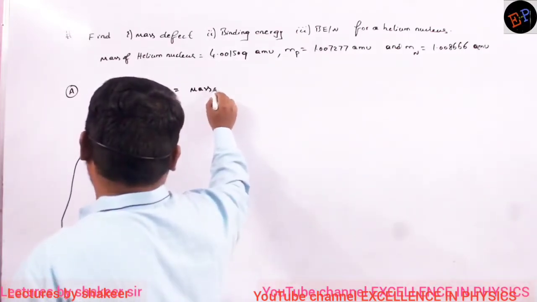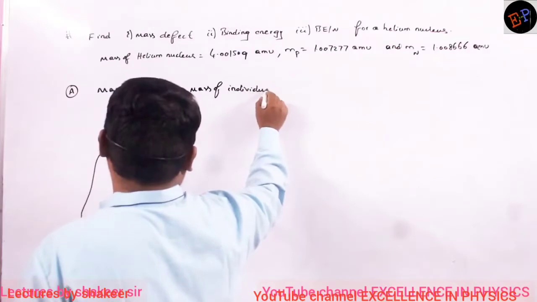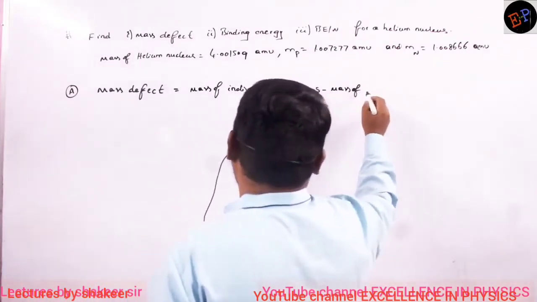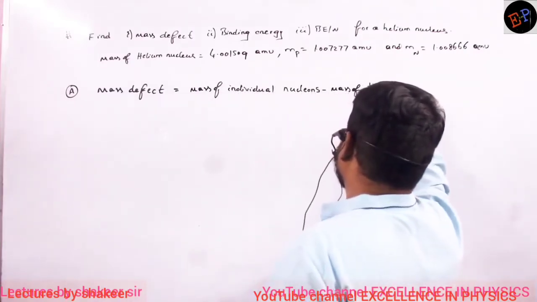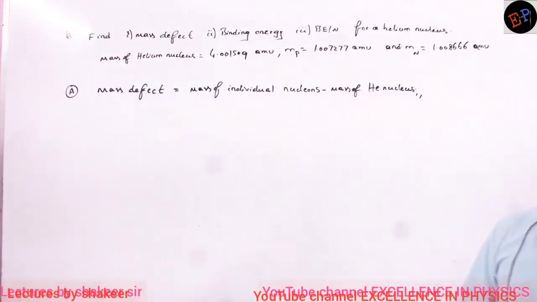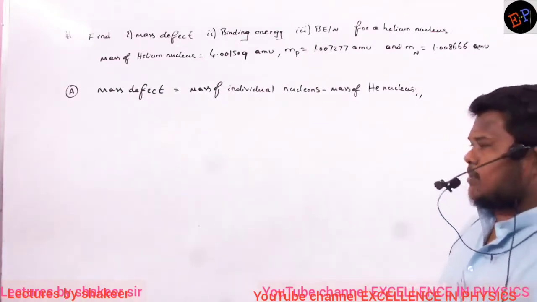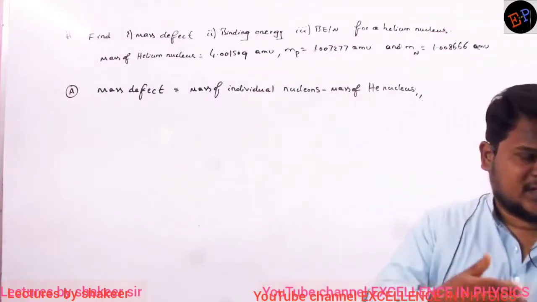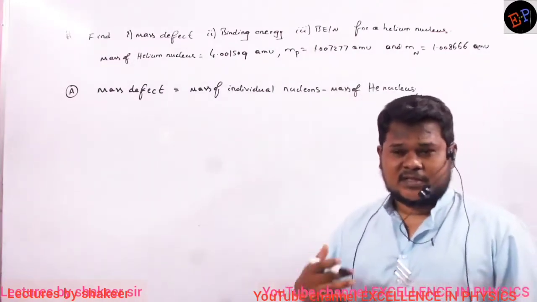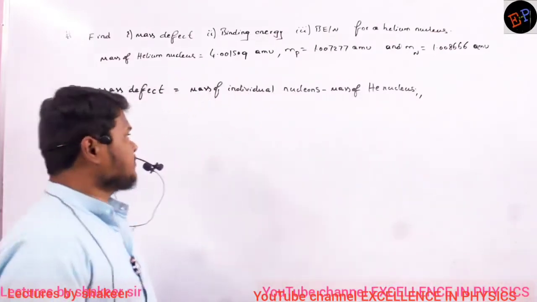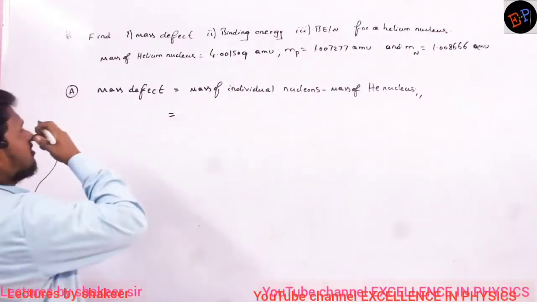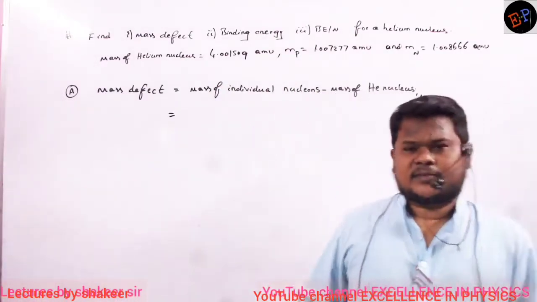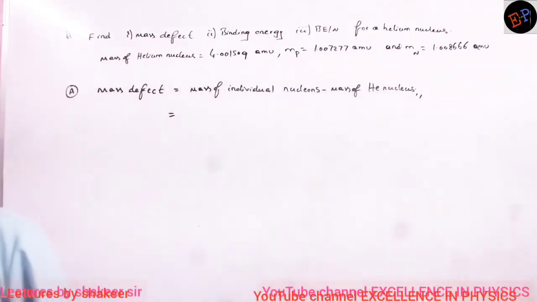The mass of individual nucleons minus the mass of the helium nucleus. This is how I can calculate it, because the mass of individual nucleons is always greater than the mass of the nucleus. The difference of mass is nothing but the mass defect, the mass which has converted into energy. Understood? In the helium nucleus, how many protons and how many neutrons are there? 2 protons and 2 neutrons.